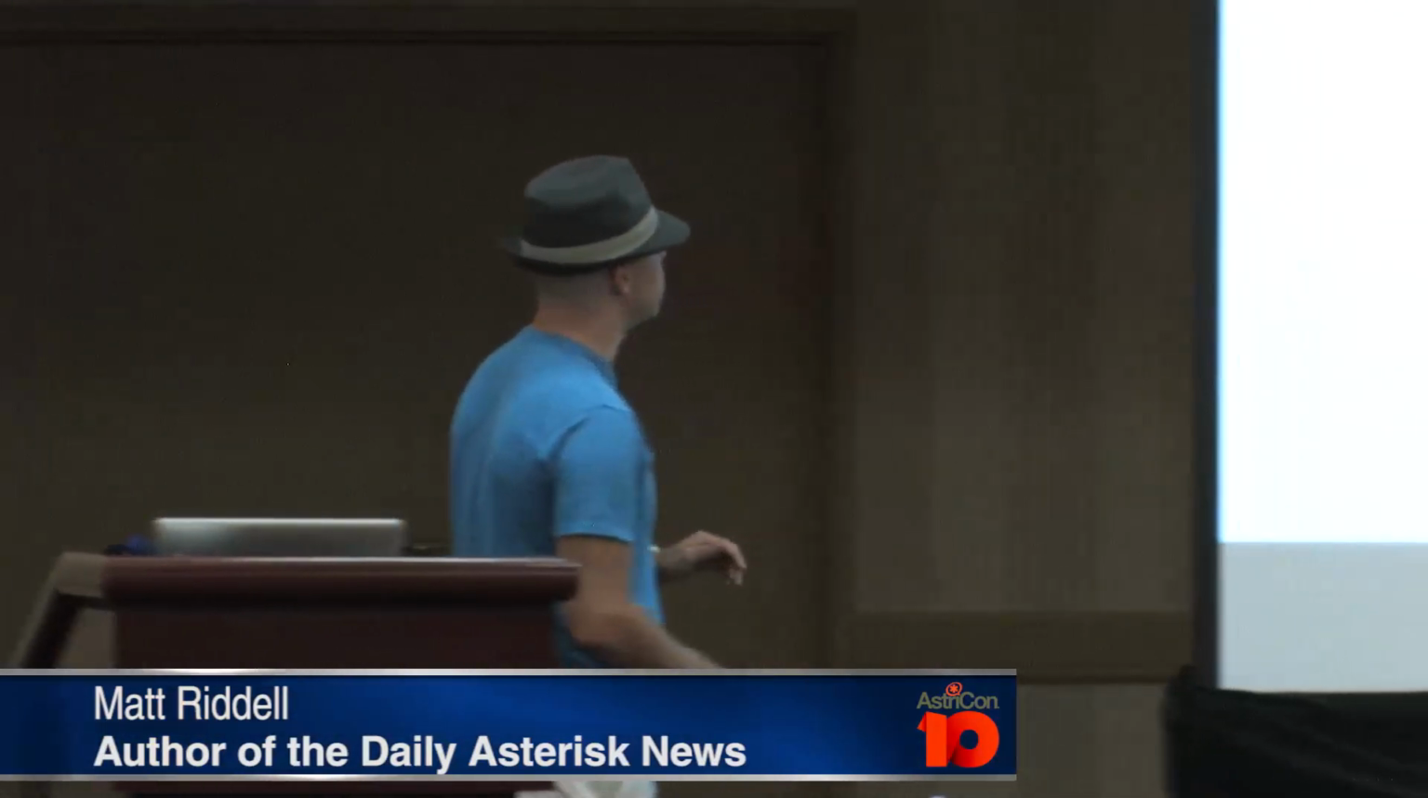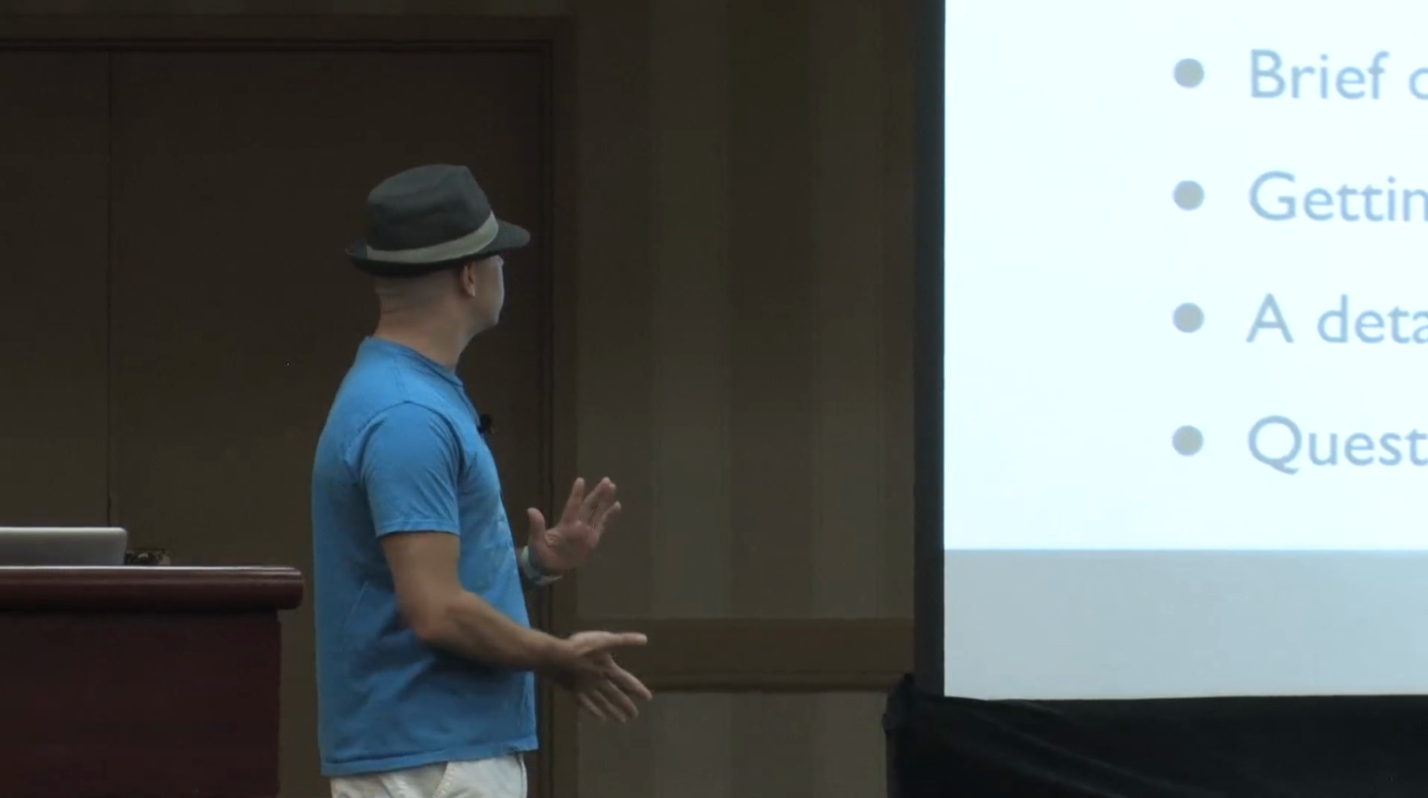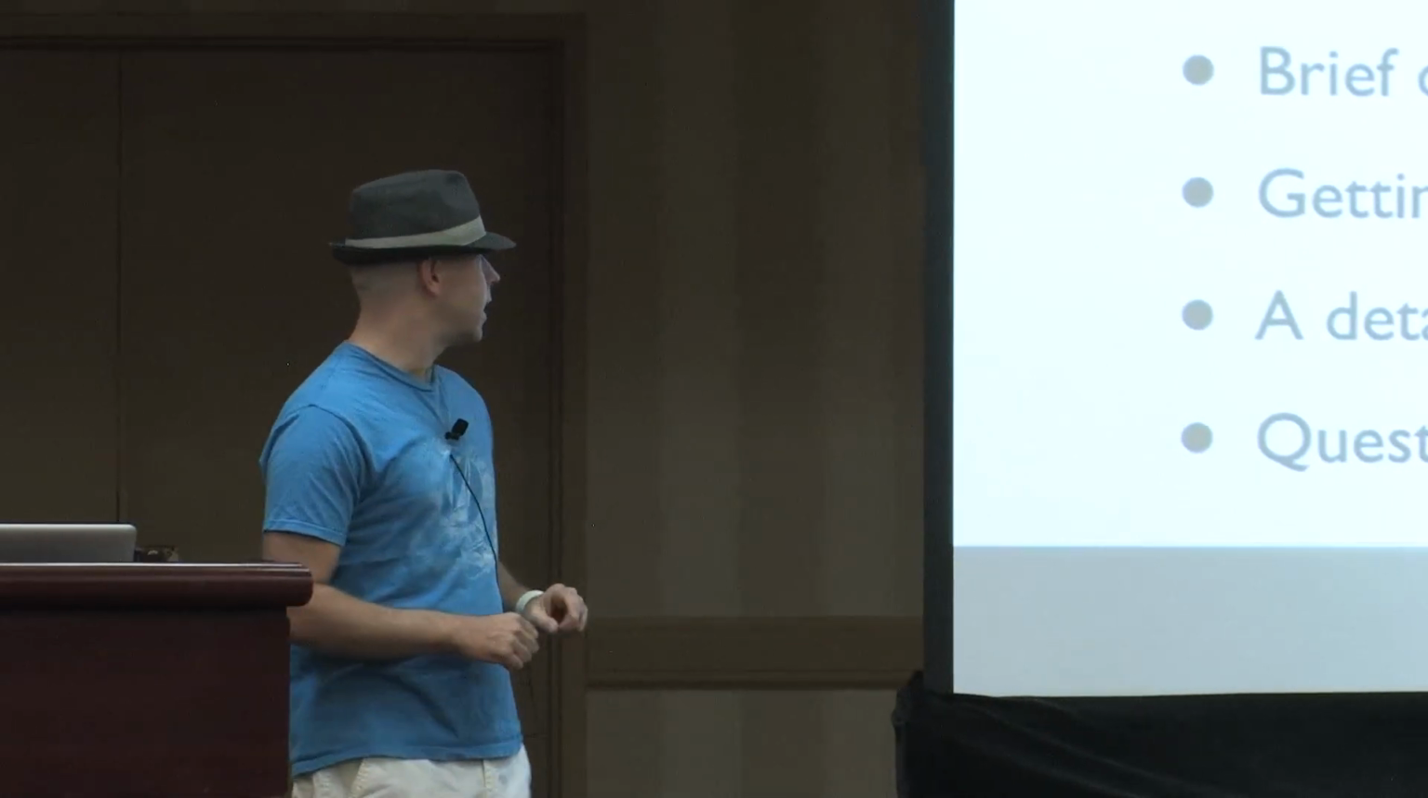Just an overview of what we're going to go through: who I am, which has probably been covered, what's AMI, AGI, and ARI. Looking around, I think probably most of you know. A brief description of AMI and AGI, then getting started with ARI, and the detailed example of ARI, and questions.